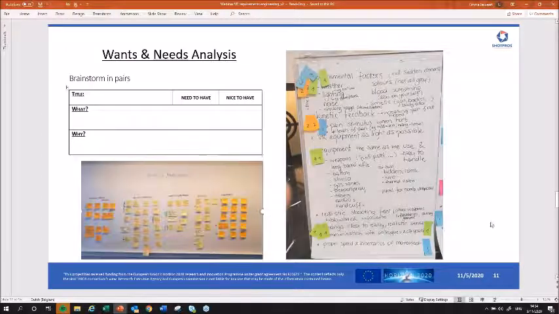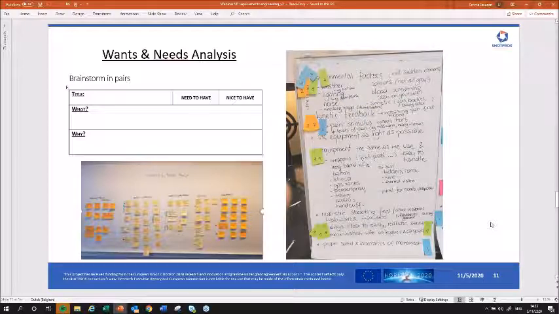Another method that we used is the wants and needs analysis. To us, this is particularly useful for collecting requirements concerning the system. So we called it the VR requirements. So what do you want the system to be able to do?